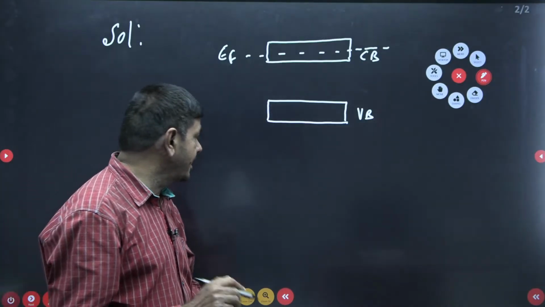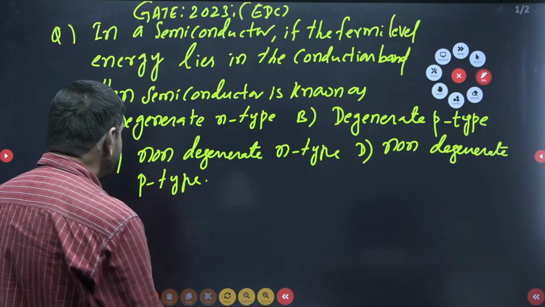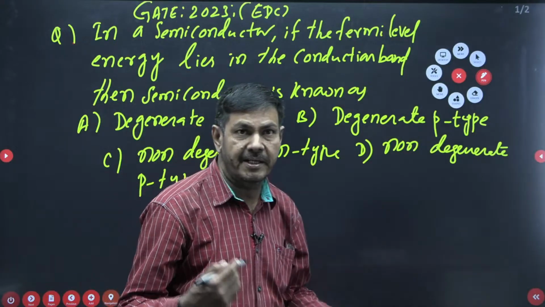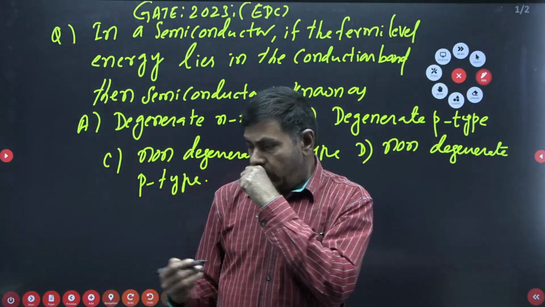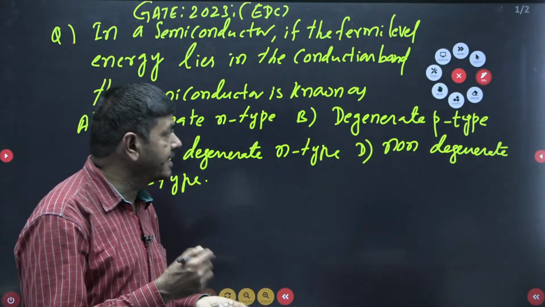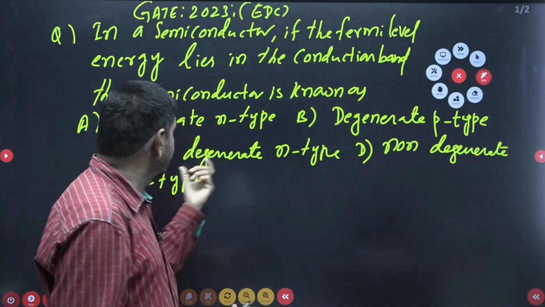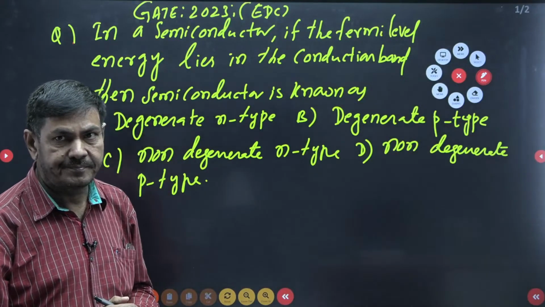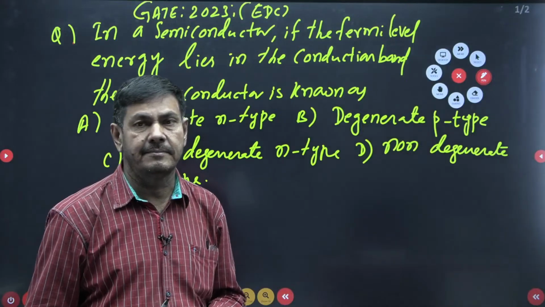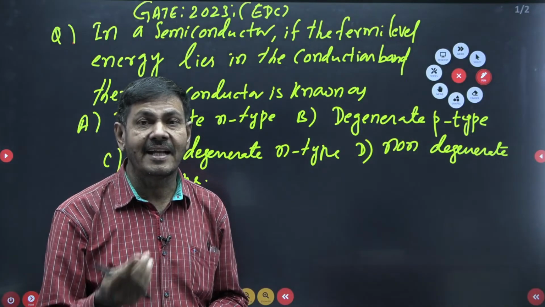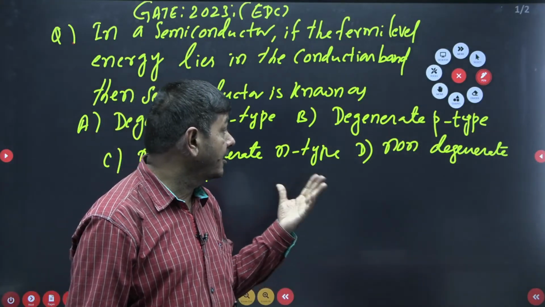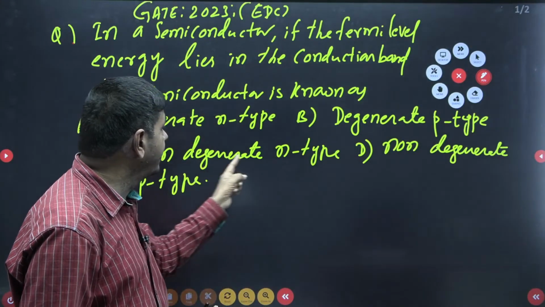And the next one given is whether it is a degenerate or non-degenerate extrinsic semiconductor, which is very important. When can we say it is degenerate, and when can we say it is non-degenerate, that is very important now. Suppose in a semiconductor doping is made, not highly, light doping is made. Whenever you make light doping, then it comes under the non-degenerate type only now.